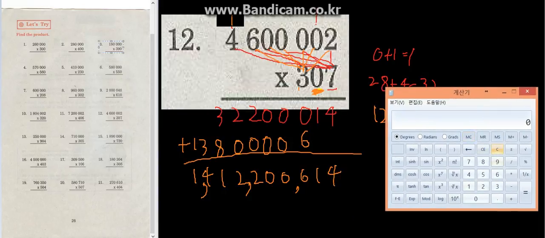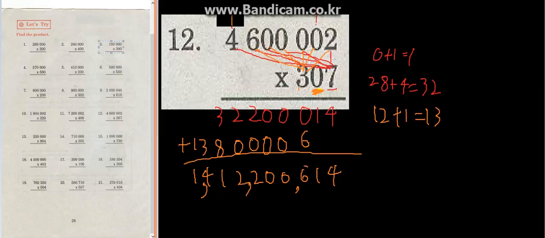So let's see. That is 4 zeros and 2 multiplied by 307. That will make, am I correct? Yes, I am correct. So that is the answer.